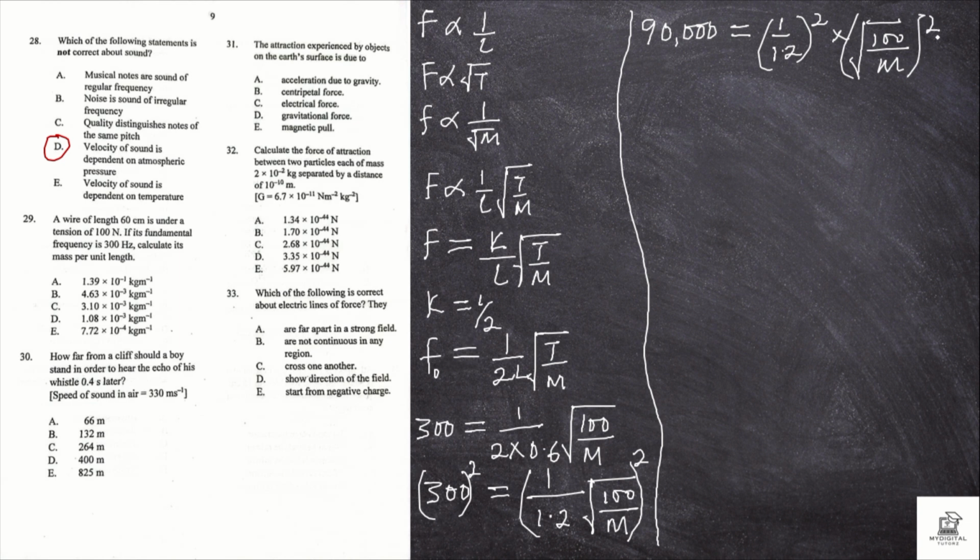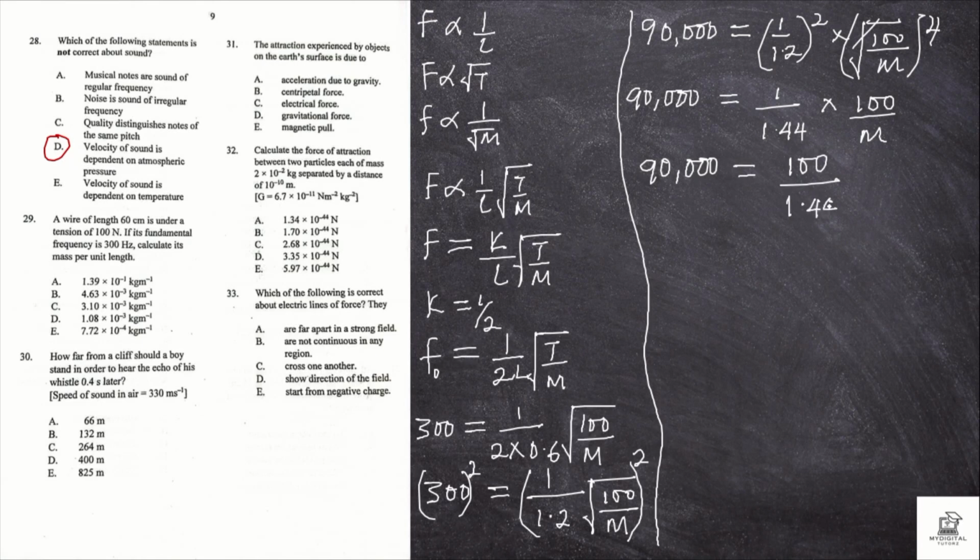So this one will cancel this one here. So we have 90,000 equal to 1 squared, which will be 1 all over 1.2 squared, which is 1.44, then multiplied by 100 all over mass per unit length. I hope we are following. So here I'm going to have 90,000 equal to 1 times 100, that will be 100 all over 1.44 times m, 1.44 m. I hope we are together.